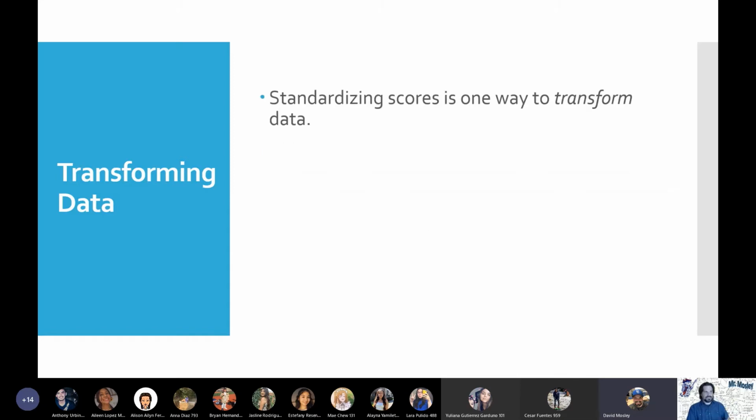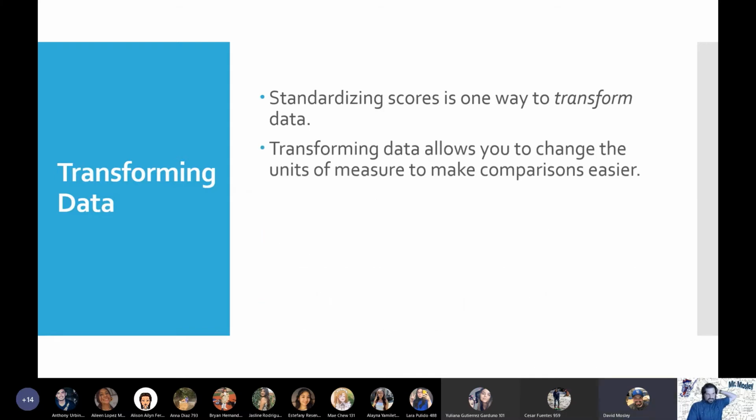All right. So again, standardizing scores is one way to transform data. Transforming data allows you to change the units of measure to make comparisons easier. For example, we can compare ACT and SAT test scores. The SAT and ACT are both college readiness assessments, so to say. We're much more familiar with the SAT out here on the West Coast, but East Coast, Midwest, they tend to take the ACT a little bit more than we do. They're essentially the same type of exams. They're standardized tests to see if you are college ready, and it's one measure.